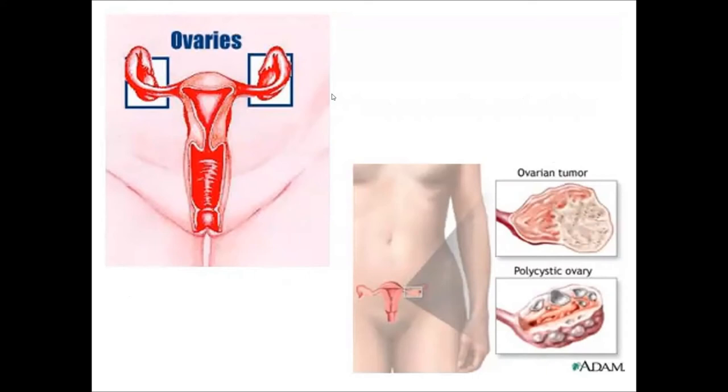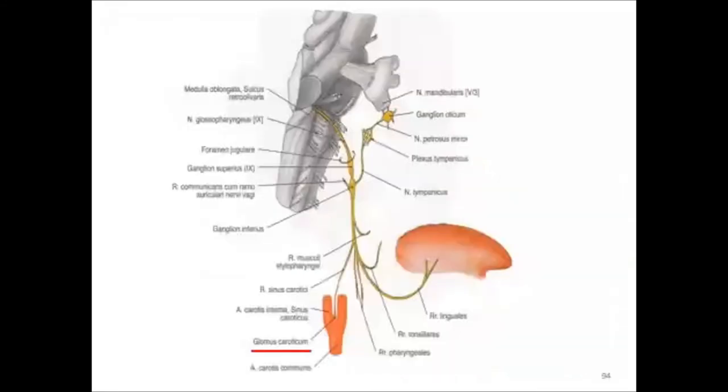How many female genital organs? First, the vulva, an external organ. Next, the vagina, uterus, fallopian tubes, and ovaries. Two ovaries, two fallopian tubes, number five is the uterus. Six is the vagina, and the vulva is number seven. Please remember seven major organs in the female genital system.